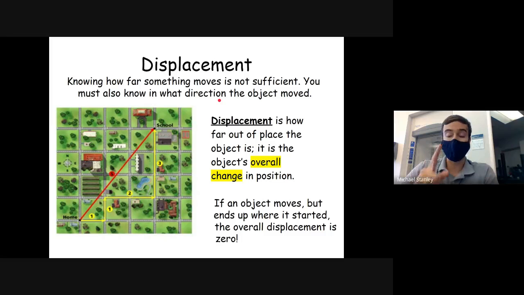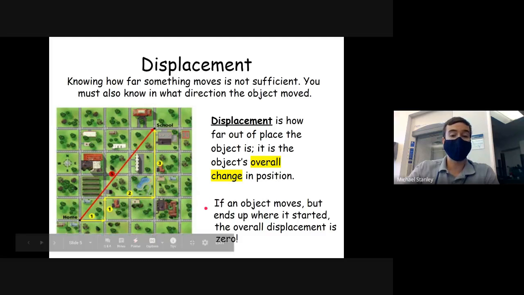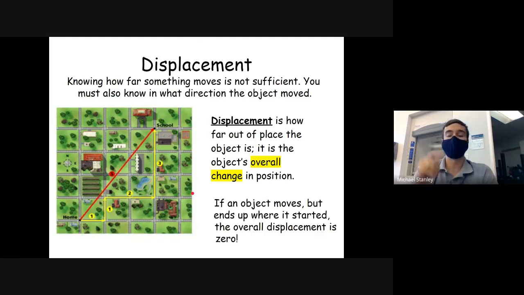The other really important thing to note about displacement, make sure to pay attention to this: if an object moves around but ends up where it started, that means the overall displacement is 0. Nada. Like the example I was talking about earlier, where you drive your car all around Austin and then come back home and park in your driveway, your distance might have been 30-something miles, but your displacement is 0 because you started at your house and you ended at your house.